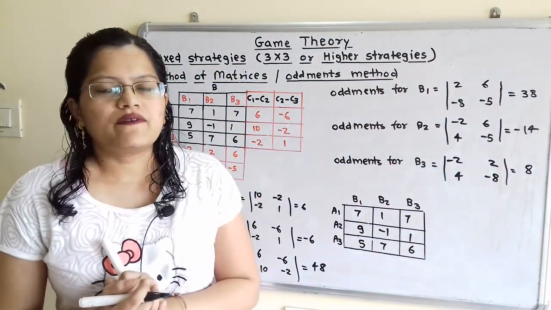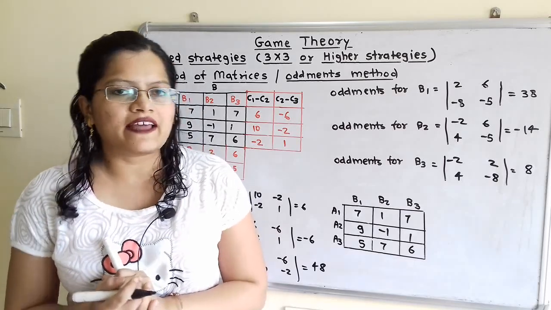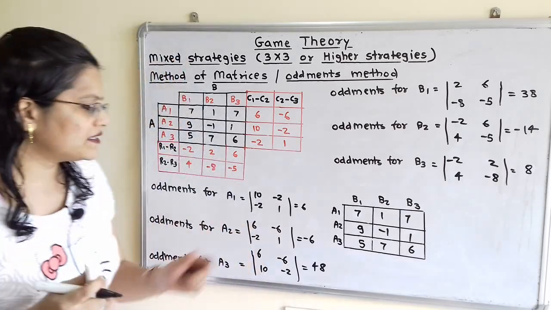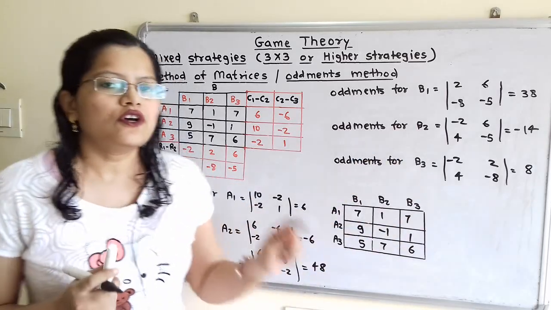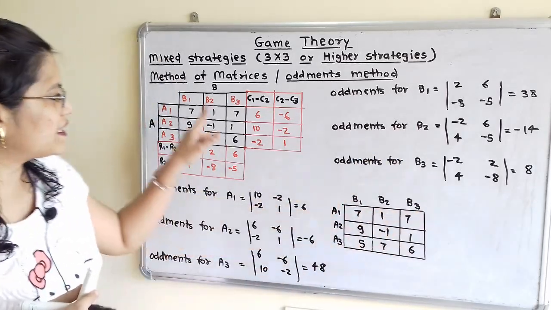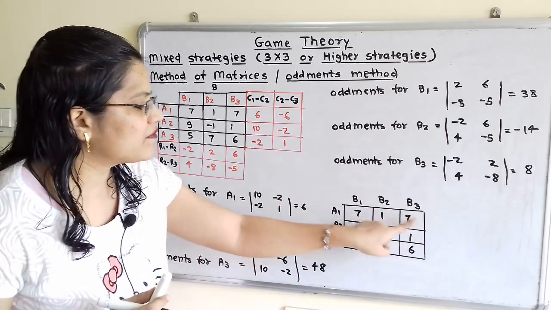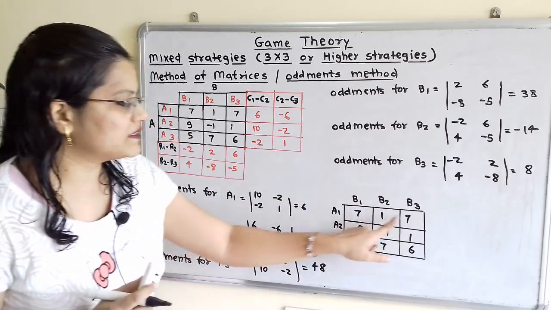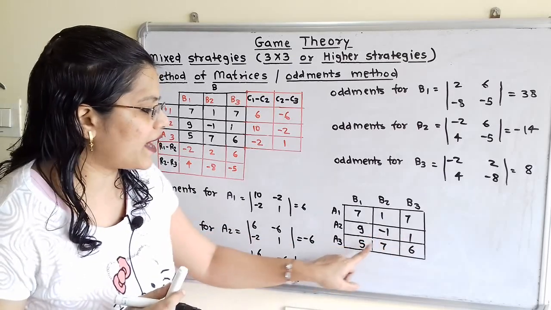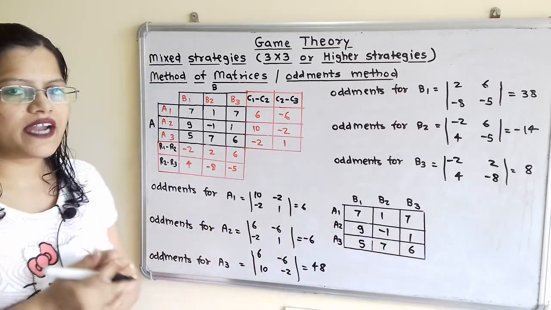Now we will solve this question by using the arithmetic method. So our oddments are already calculated. Again we have to rewrite the given matrix, for player A as well as player B. We will repeat these elements: 7, 1, 7, 9, minus 1, 1, 5, 7, 6. Now we will write the oddments.